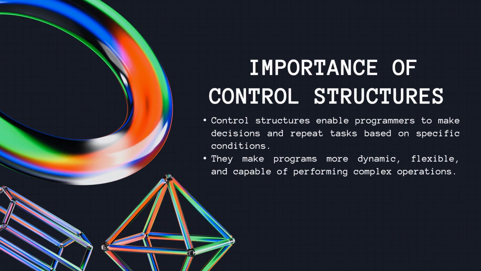Importance of control structures are: 1. They enable programmers to make decisions and repeat tasks based on specific conditions. 2. They make programs more dynamic, flexible, and capable of performing complex operations.